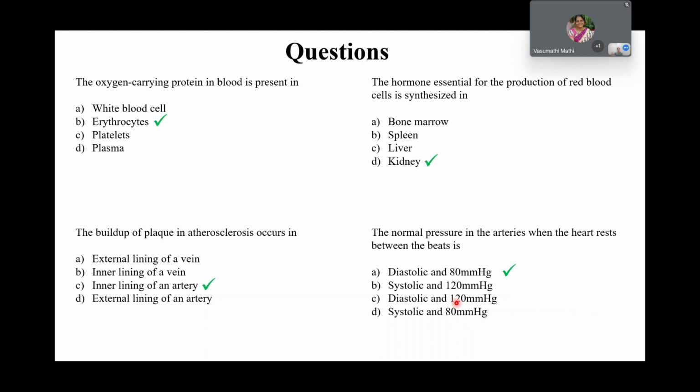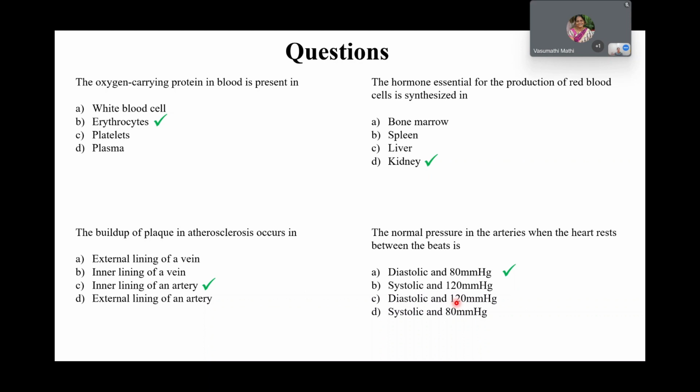And what was the hormone name? The hormone was erythropoietin, and it is synthesized in the kidney. Next, the buildup of plaque in atherosclerosis occurs in the inner lining of the artery, because it is the artery where the plaque is being formed and deposited, and then once it reaches a greater buildup, it can even lead to bursting.